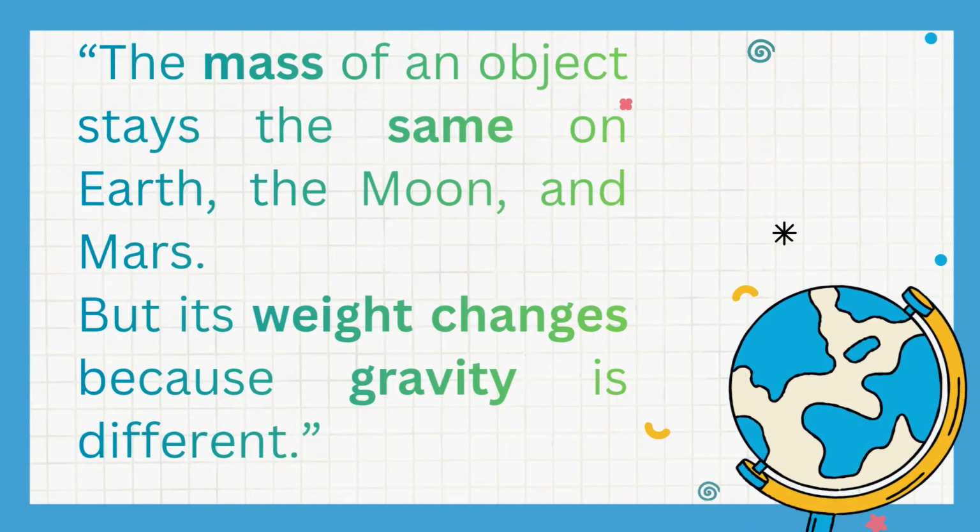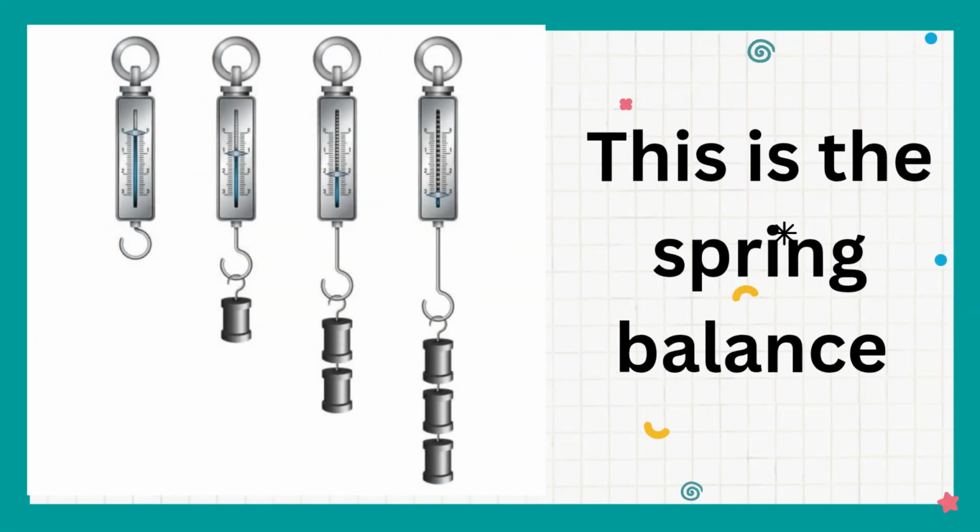The conclusion is, the mass of an object stays the same on Earth, the Moon, and Mars. But its weight changes because gravity is different. Here's the spring balance. A spring balance is a measuring instrument used to measure the weight, force, of an object.